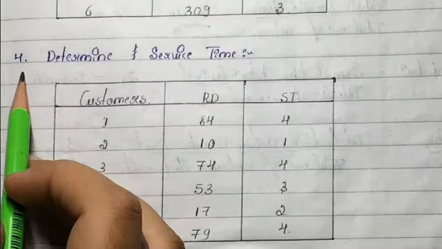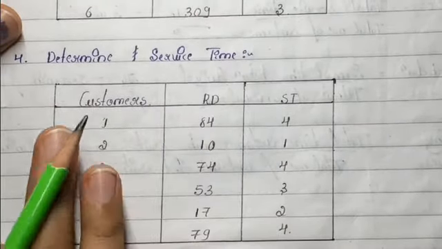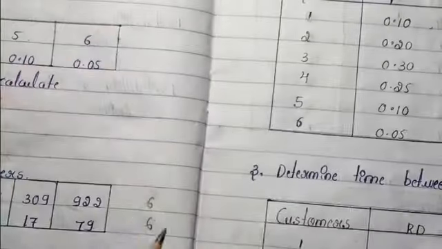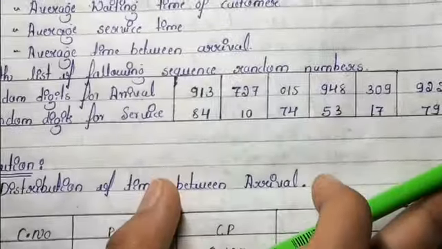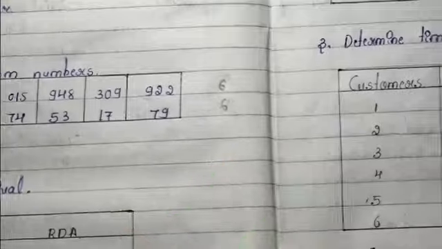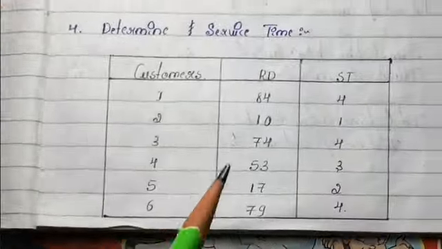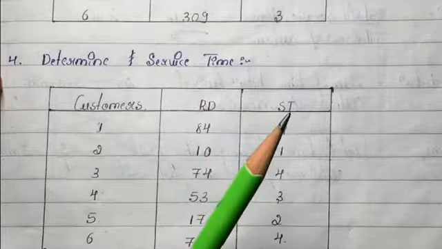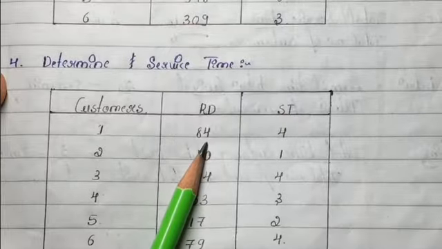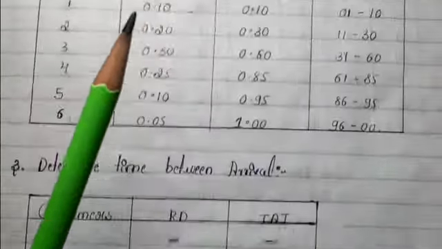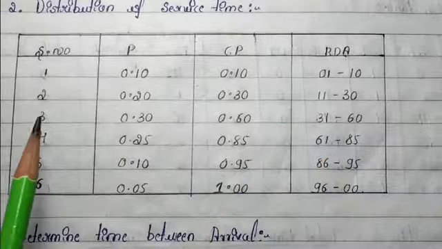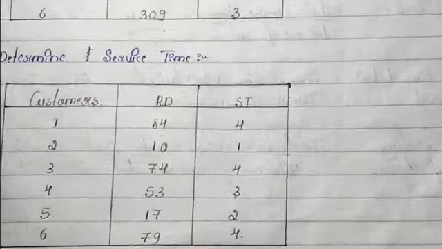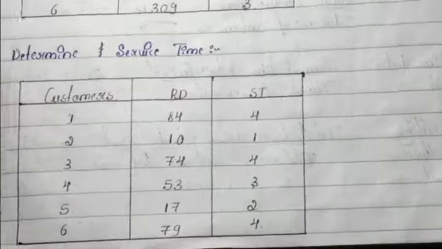The fourth step is to determine service time. Here we need 3 columns, and the customers are known from here. We are considering the random digit for service as 6, so we are considering 6 customers, and the random digits are given in the question, so we are writing them here. The service time can be calculated as follows: we take 84 and check in table 2 where 84 lies. 84 lies in the 4th row, so the value is 4 here. Continue for the other values, and you will get the answer.